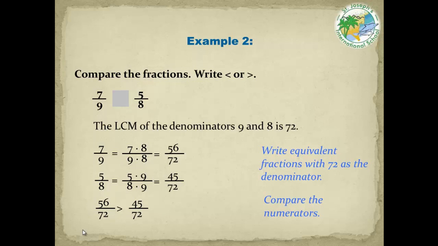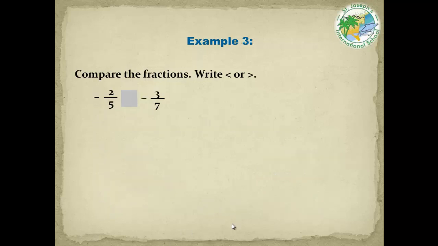Then, if we make equivalent denominators, we can compare between the numerators. Then 56 is more than 40. Then 7 over 9 is greater than 5 over 8. Fine. Compare the fractions, using greater than, less than or equal.